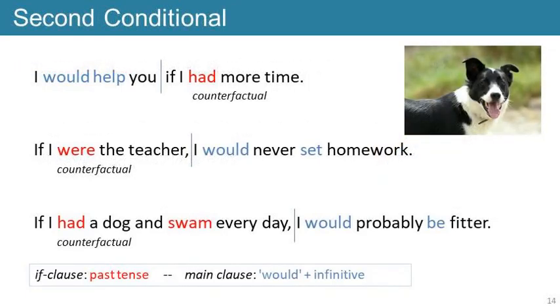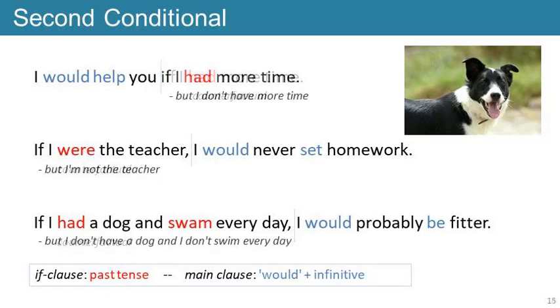The second conditional has the past tense in the if clause, which is the counterfactual, and would plus infinitive in the main clause. Here are three examples. I would help you if I had more time. If I were the teacher, I would never set homework. And if I had a dog and swam every day, I would probably be fitter. But I don't have more time. I'm not the teacher, and I neither have a dog nor swim every day.